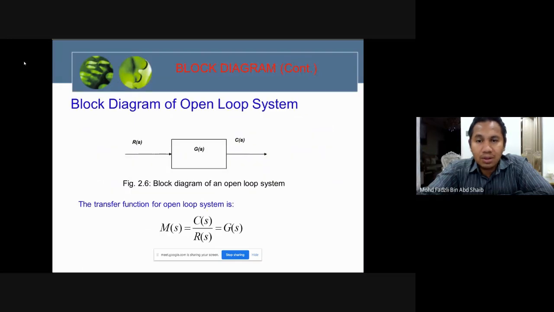Block diagram and open loop system. M(s), sometimes we write as G(s), whatever it is, it is a transfer function. The transfer function of the open loop is M(s) equals C(s) over R(s), which is equal to M(s).